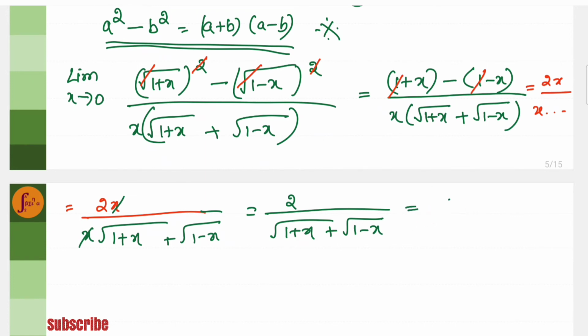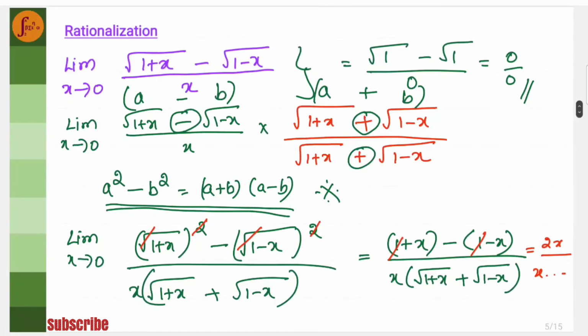So now we can do direct substitution. Limit x tending to 0. So 1 plus 0 is 1, so 2 by 2, which is 1. So the answer is 1. I hope rationalization is clear.